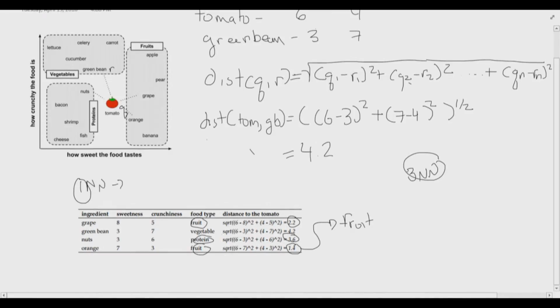Now, the way you would decide in the 3NN system is each of these casts a vote. How you want to do that, whether you want to do a weighted average or whether you want to do it as just a classification method, is up to you. But let's just say, for simplicity's sake, that 2 out of the 3 nearest neighbors classify the tomato as a fruit. Therefore, the tomato is a fruit.